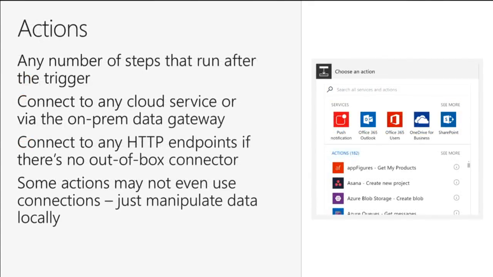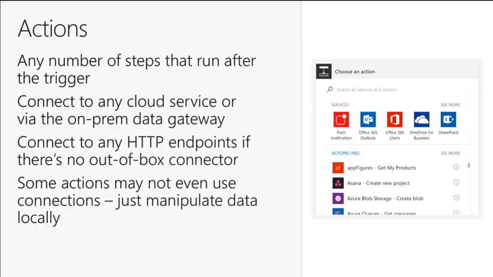Then, of course, actions are the steps. Those are the things that the flow actually does. A trigger alone does nothing, right? You want to do something with your flow. If you're not doing anything, then why bother creating a flow? So with the actions, you can connect, of course, to the wide variety of connectors we have in the Common Data Service. You also can use actions to connect directly to an HTTP endpoint.